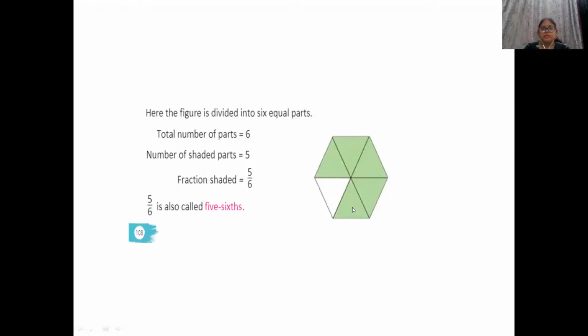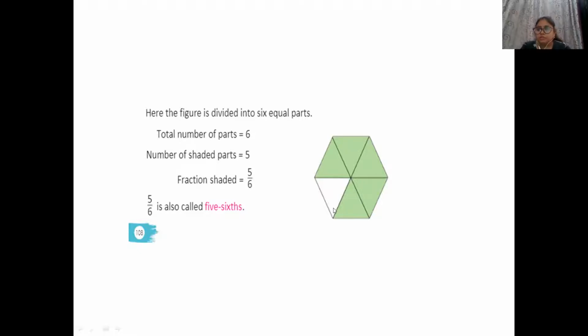Okay. Next, again, see, here we have one figure which is hexagonal in shape. So children, here firstly you have to find out the total number of parts. How many parts are here? 1, 2, 3, 4, 5, 6. Okay, how many parts are shaded? 1, 2, 3, 4, 5. 5 parts are shaded. So what will be the fraction? Shaded parts upon total parts. So it will be 5/6.